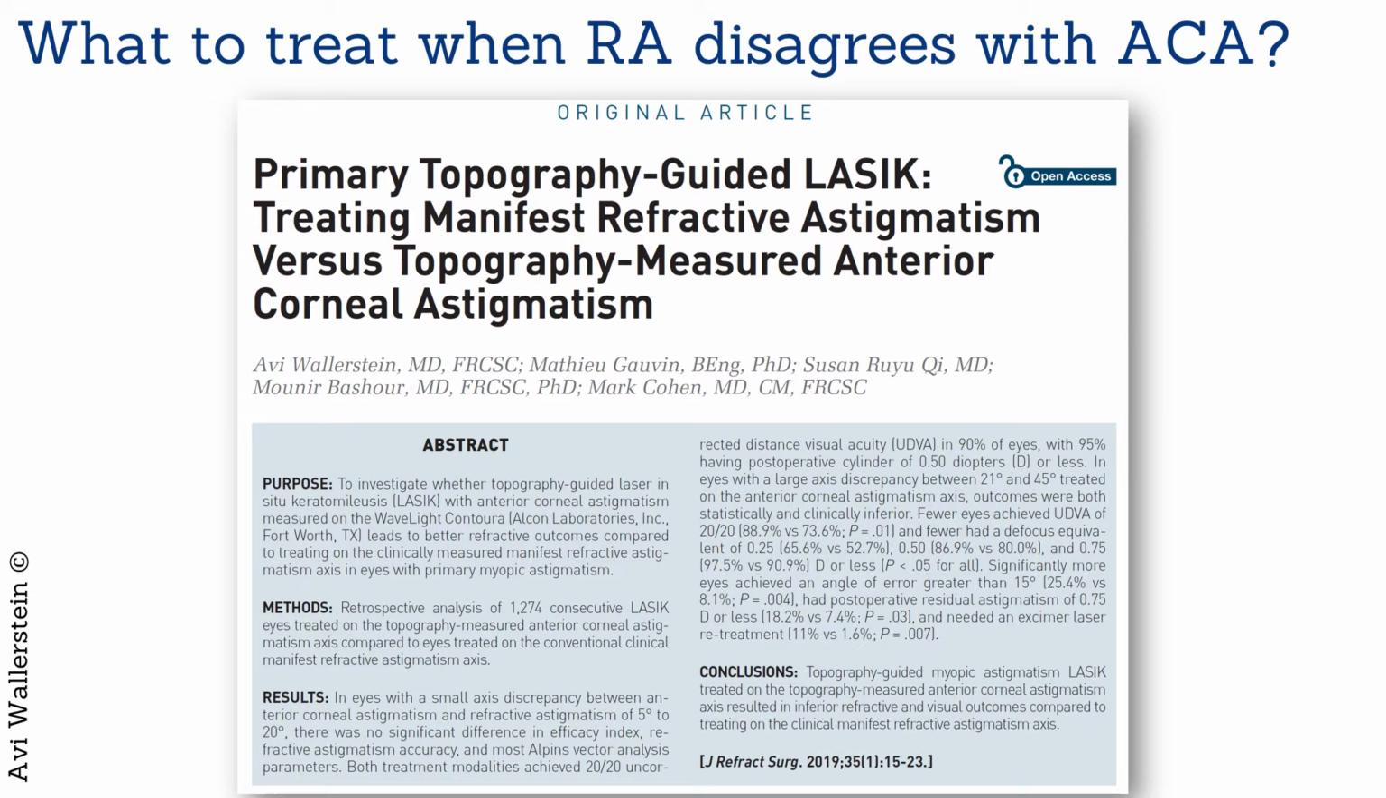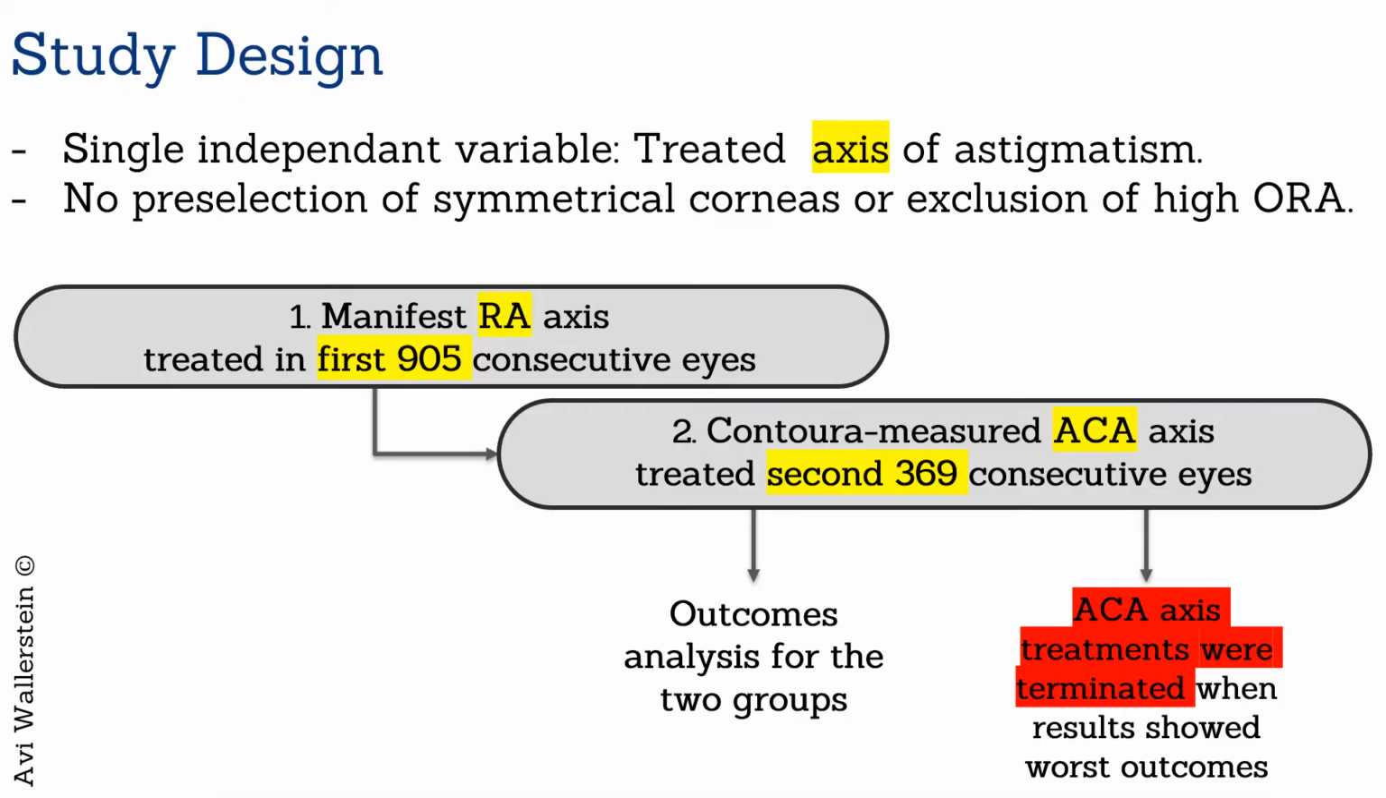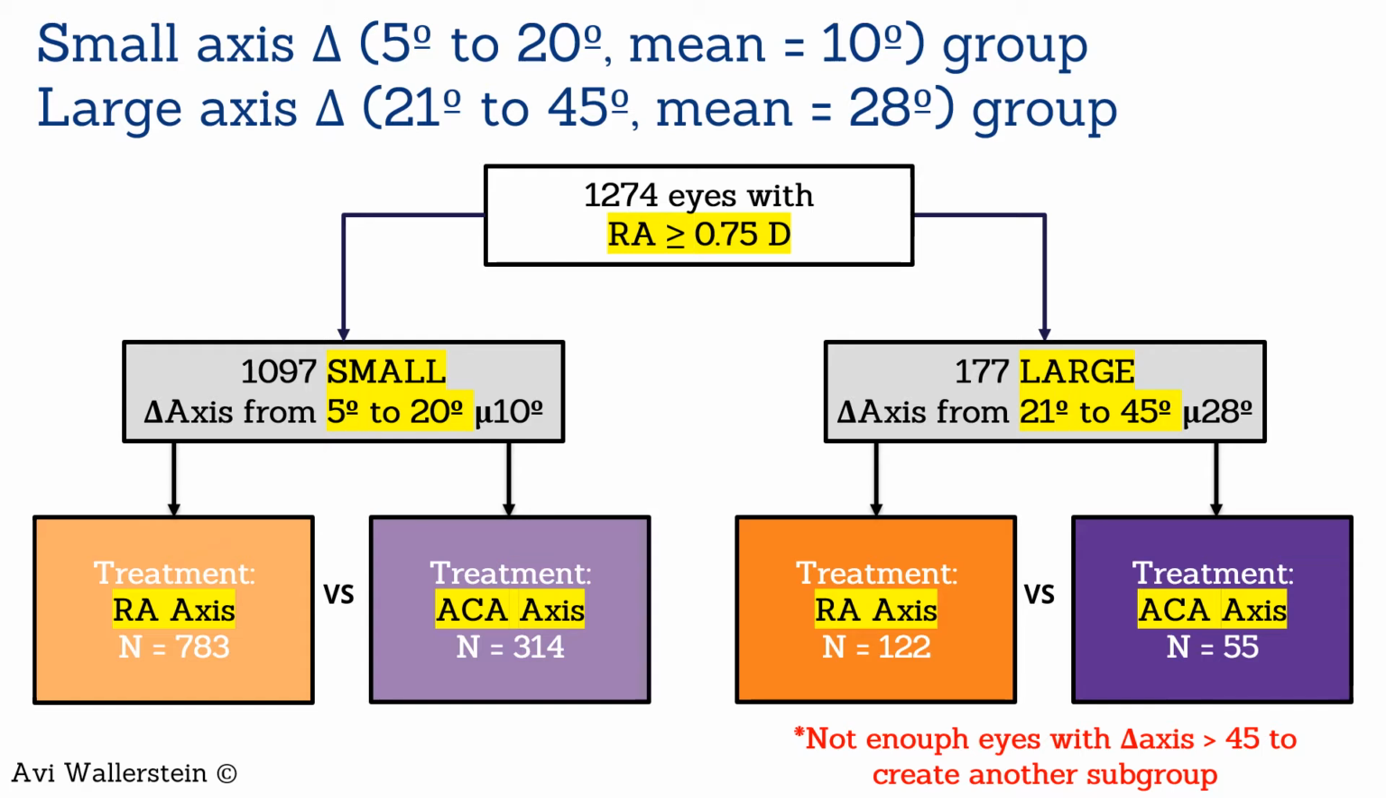This was the subject of our published JRS study. We examined the axis of astigmatism as the single independent variable in all-comer eyes. Manifest refractive astigmatism axis was used to treat the first 900 consecutive eyes, followed by Contoura measured anterior corneal astigmatism axis eyes. These ACA treatments were terminated when analysis showed significantly worse outcomes. The groups were further divided into eyes with a small difference between RA and ACA axis and those with a larger difference in order to analyze outcomes.